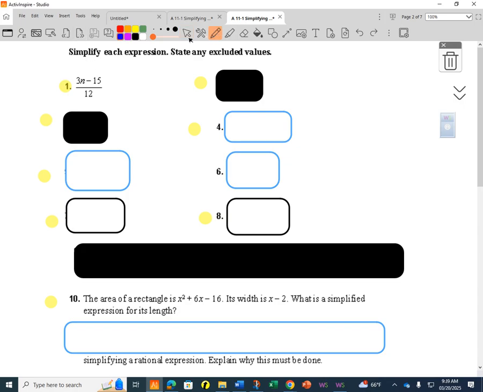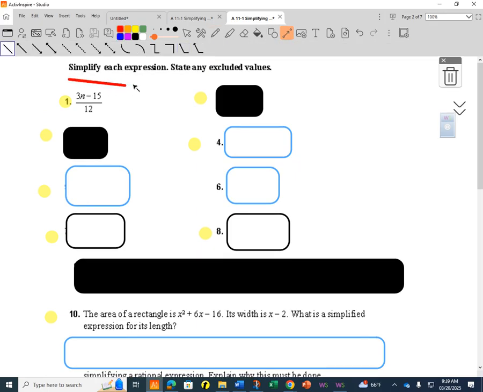So the directions stay here. Let's go ahead and write these directions: Simplify each expression. State any excluded values. On all your problems today, you're going to state the excluded values. After we get out of this section, if they don't ask you to state the excluded values, you don't have to. So this section will state excluded values for everything, whether they say to or not.